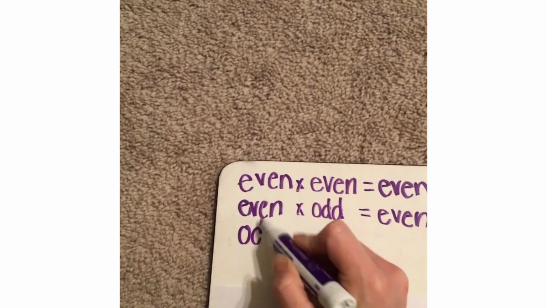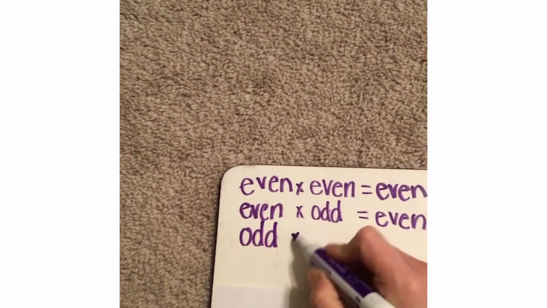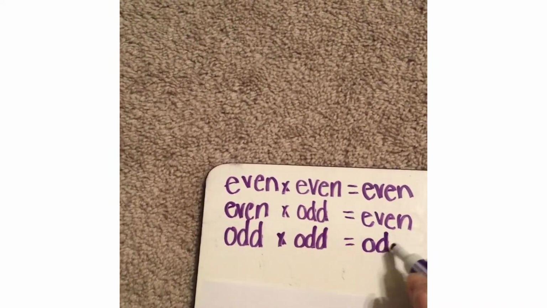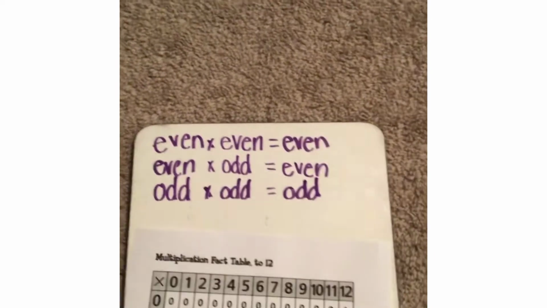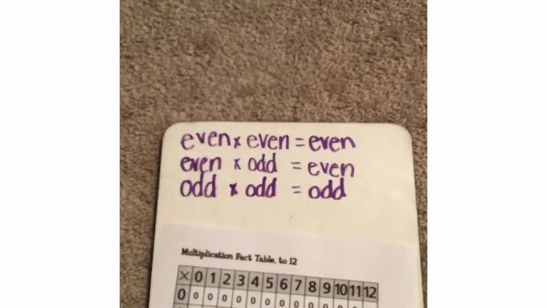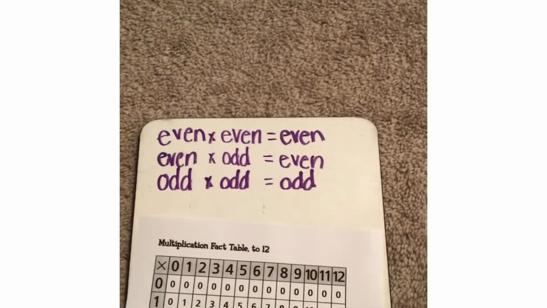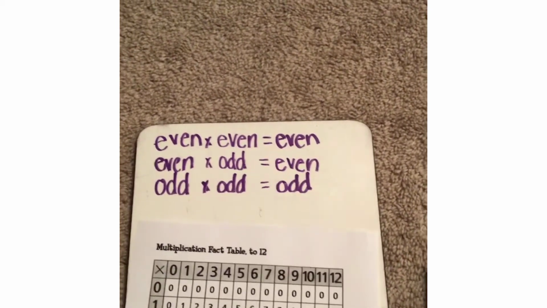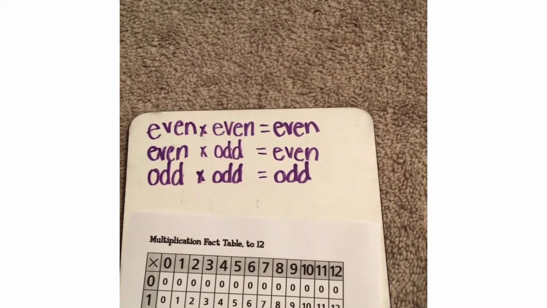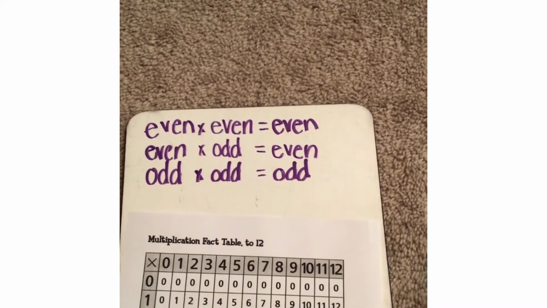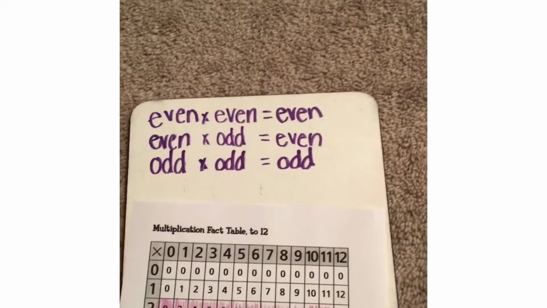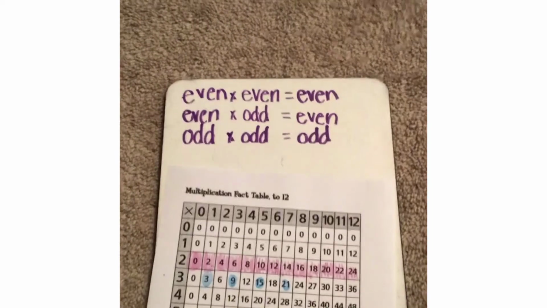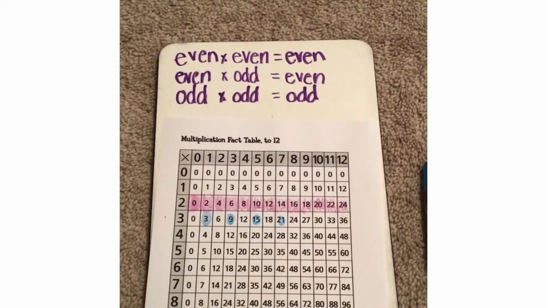So I'm going to write that up here. Odd times odd gives me odd. So even times even equals even. An even number times an odd number is an even number. But odd times odd will give me odd. Practice that a little more. Do some discovering on your own and see if it still holds true.